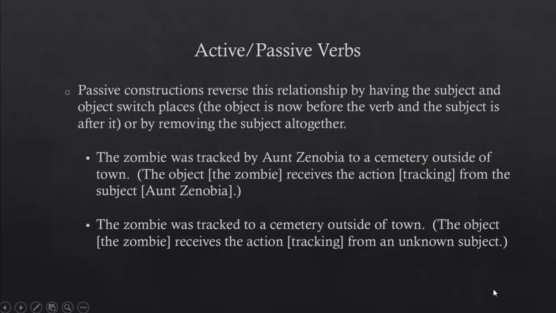So you'll sometimes hear people say to you to avoid passive verbs at all costs, right? Every verb must be active. Every sentence must be in the active voice. No, not really. Sometimes passive is what you want. That second sentence, the zombie was tracked to a cemetery outside of town, that's exactly what you want to do if you don't know who tracked the zombie. Okay, so passive verbs are not always wrong. They have a use, they have a purpose.